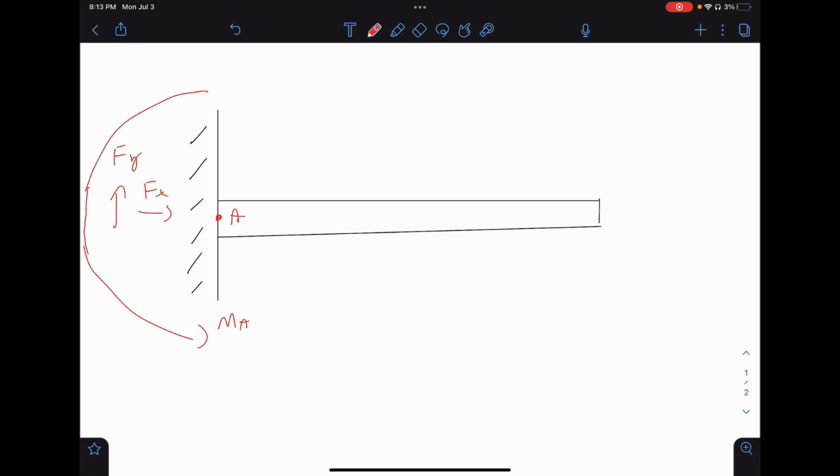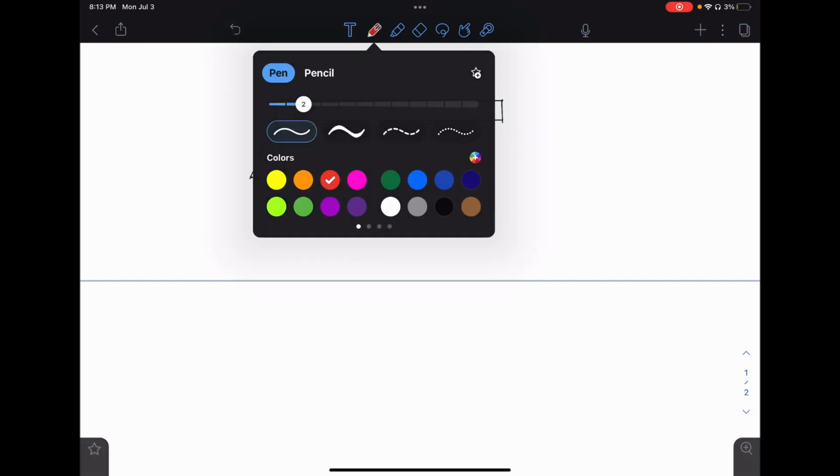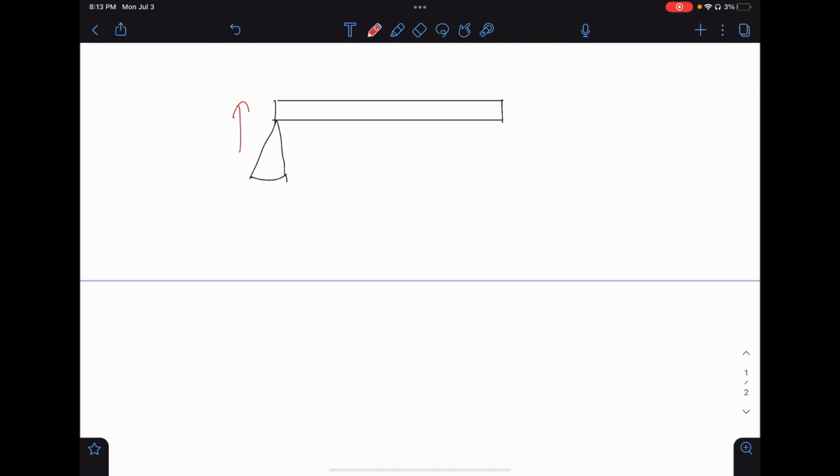And there's another thing called a rocker. It just kind of looks like a triangle like this, and our beam is allowed to rock on it. Hence the name rocker, and we would get just a force in the y direction, just like the roller.